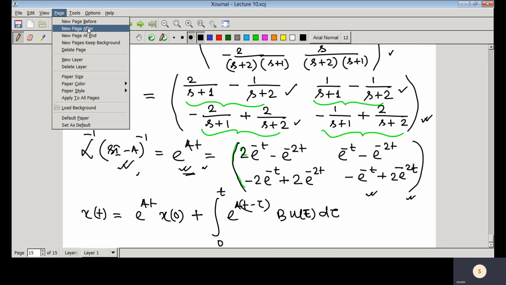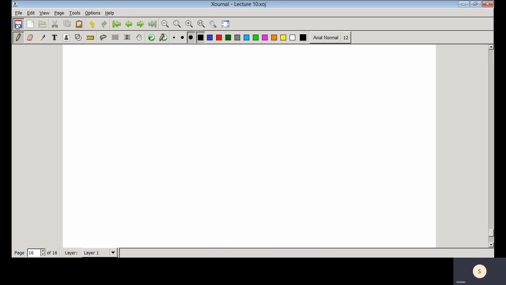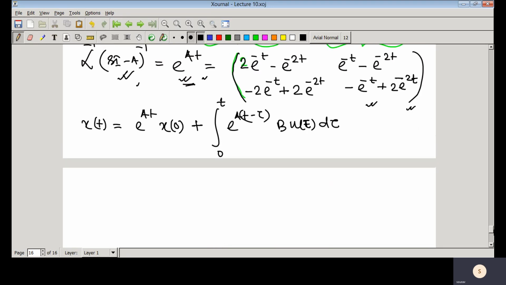So now I will just replace e to the power At here and e to the power A(t minus tau) here. So if I replace it, what will we get? Here I am just writing e to the power At x0. You need to replace e to the power At here, and if x0 is given, you can just multiply with that vector. I am not writing that one. I am just interested to see what happens if you take that integration.